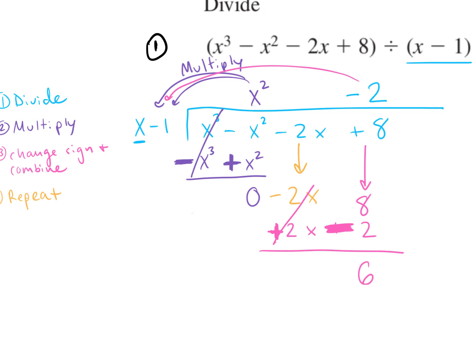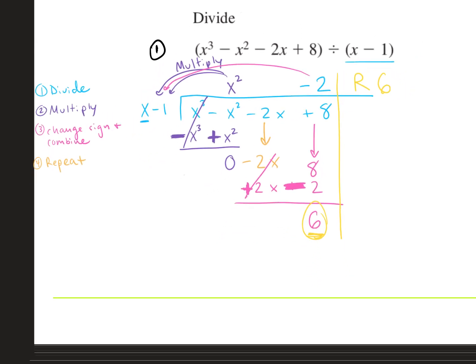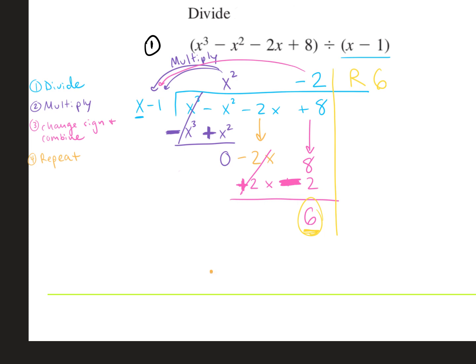Now, once we run out of numbers here, the last thing I have is my remainder. So my remainder is 6. I can't divide 6 by x. Doesn't work. So that's just my remainder. Once you run out of numbers, whatever's left is your remainder. So my answer here is x squared minus 2, remainder 6.